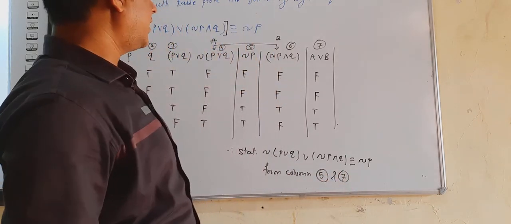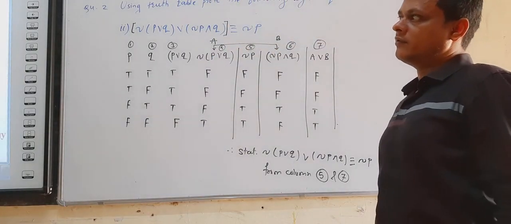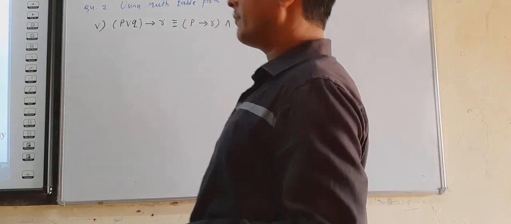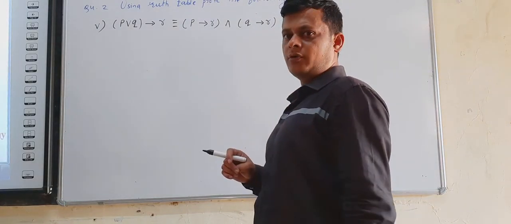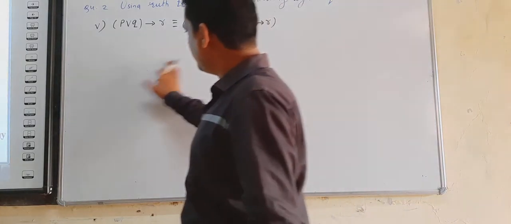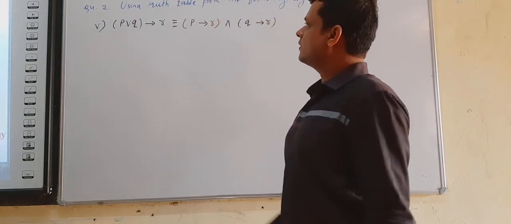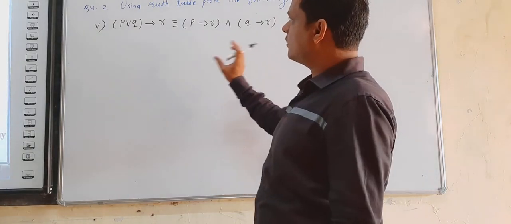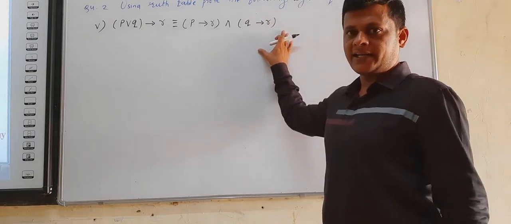In this way, we can prepare the truth table for the given logical equivalences. By taking the reference of questions 1 and 2, you can solve questions number 3 and 4 from your exercise. Now we take the next example, problem number 5, which includes 3 statements. So we have to prepare the truth table for the LHS and the truth table for the RHS.